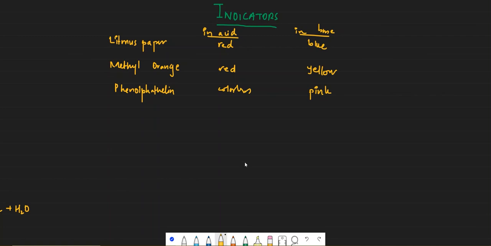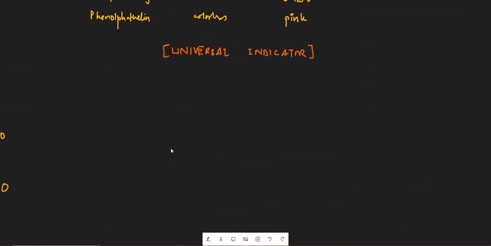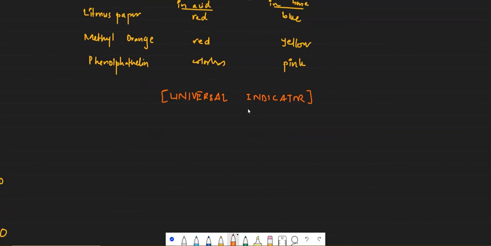But the boss of all indicators is called the universal indicator. Why? Because it doesn't only tell us whether a solution is acidic or basic, it also tells us how strongly acidic or how strongly basic a solution is. It also tells us about the strength of acidic or basic solutions. And how does it do that? It uses something called a pH chart. Let's go to the pH chart.